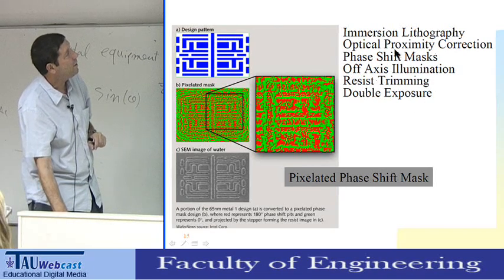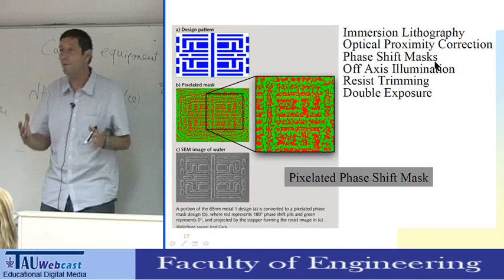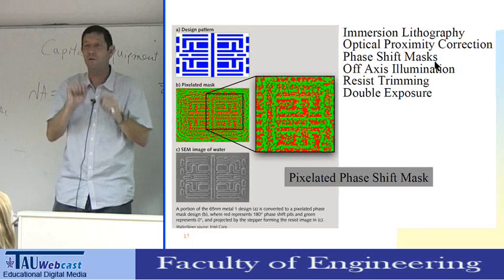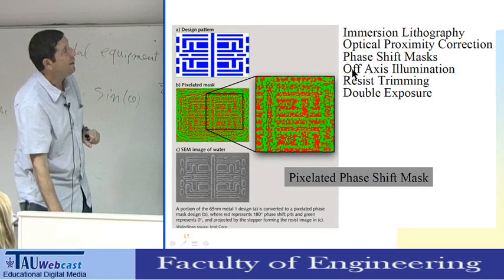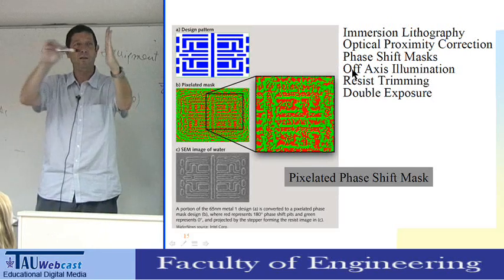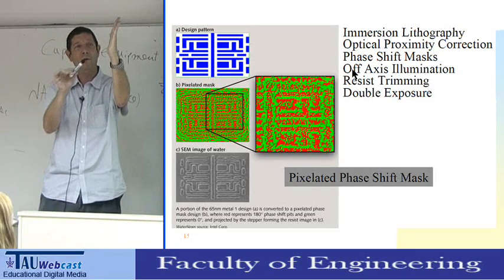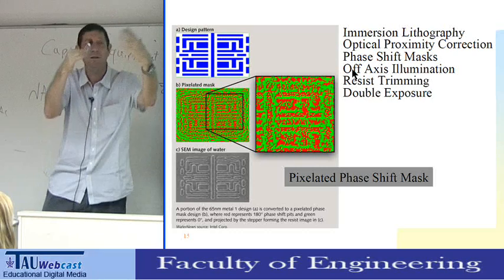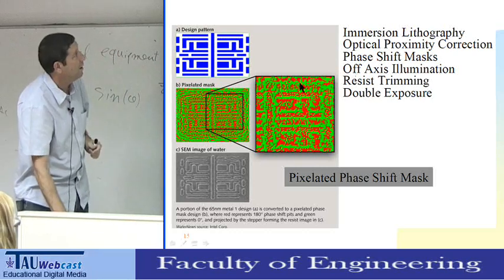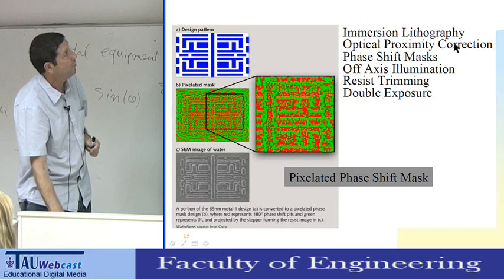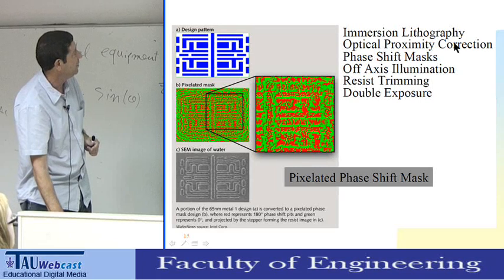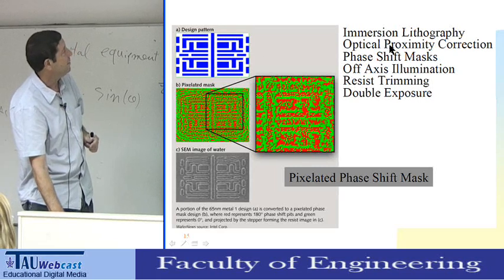What we already studied a little bit about phase shift masks means that instead of using a regular mask, I'm using a mask with some phase shifting. This is an improvement. I can do off-axis illumination. Instead of illuminating with perpendicular light, I'm illuminating the mask at an angle, so I gain some information. Resist trimming I did not explain. I am going to explain immersion lithography. And optical proximity correction I gave you a little bit when we discussed masks.